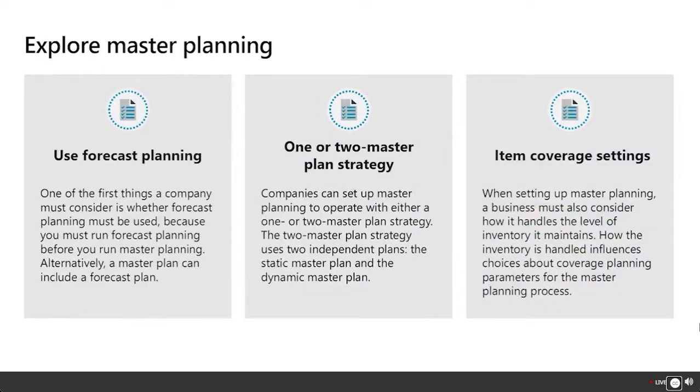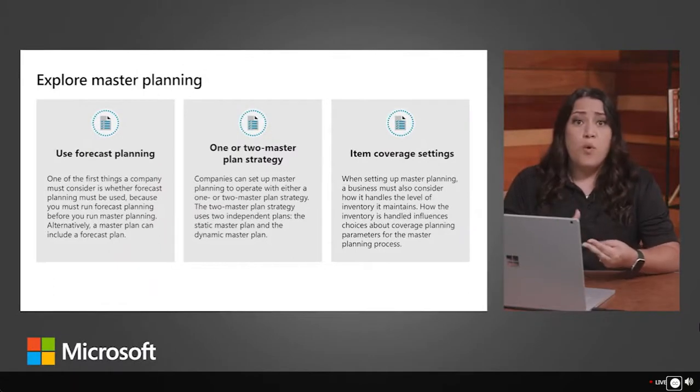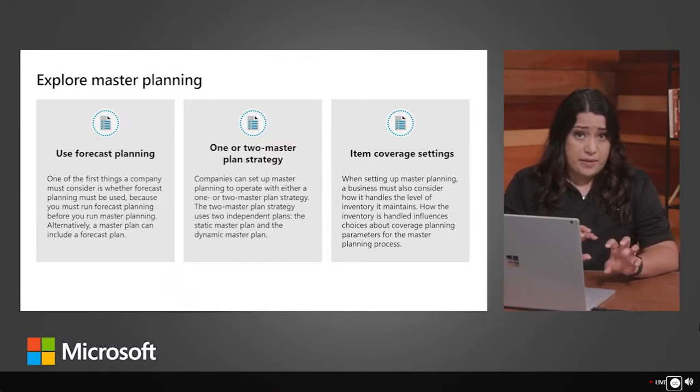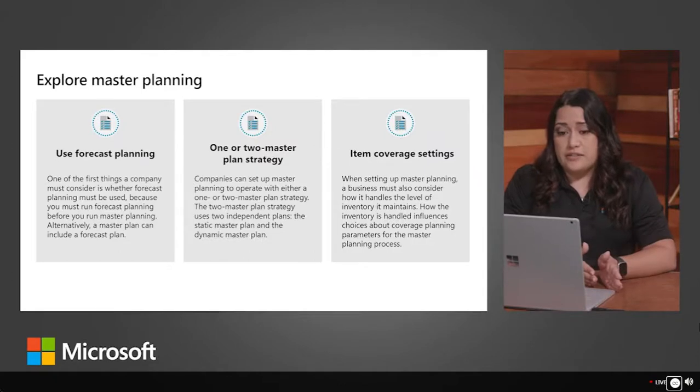And the master planning is really going to be focused on three main processes. You have your forecast planning, the 1 or 2 master planning strategy, and the item coverage setting. So when you are forecasting in Dynamics, there are 2 different methodologies that you can choose from. We have the supply forecast and the demand forecast.